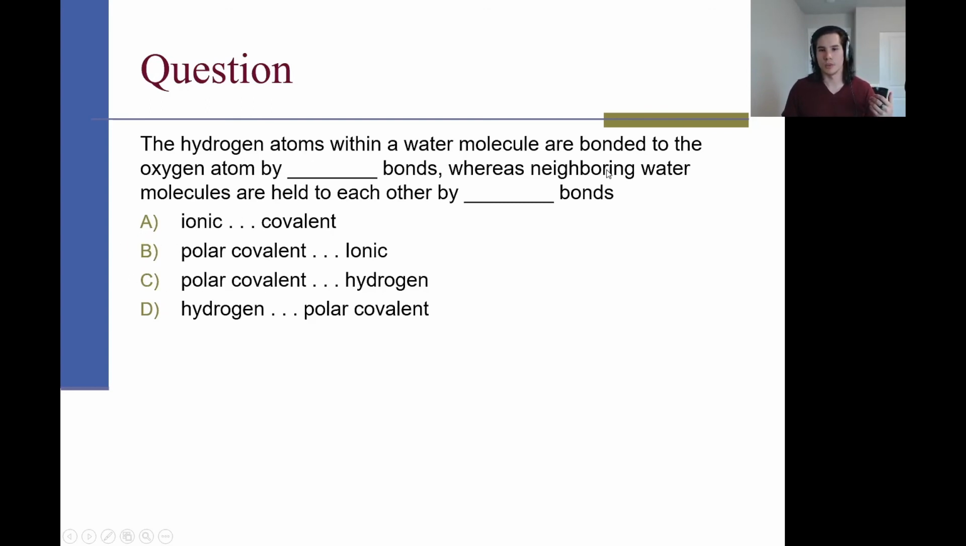Now, the neighboring water molecules, they're held together by what kind of bonds? Hydrogen bonds. It involves hydrogen, and it's a bond between hydrogen and some partially negative molecule. So we've got polar covalent, that's within the water molecule, and then hydrogen bonds between water molecule and water molecule.